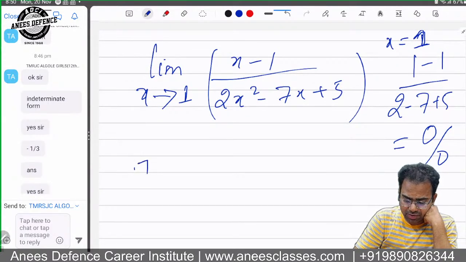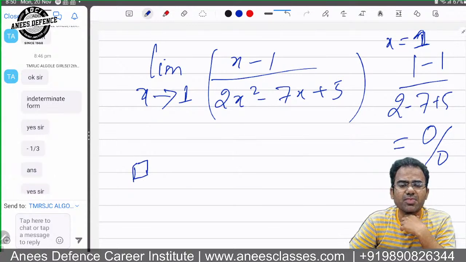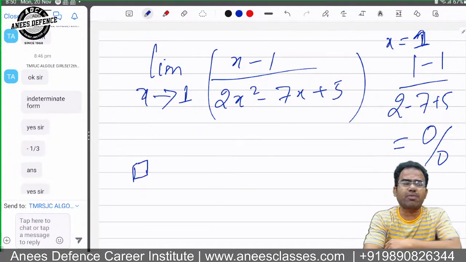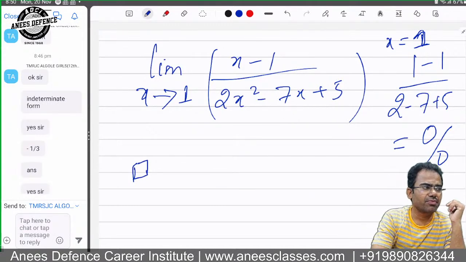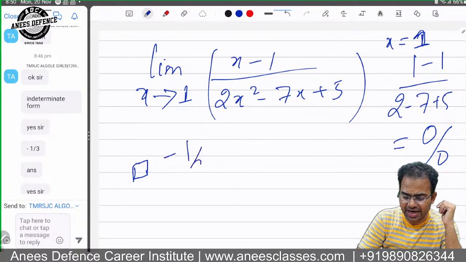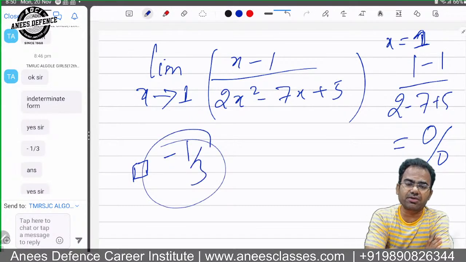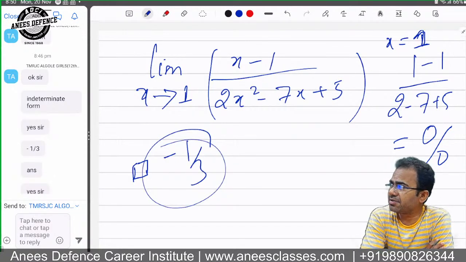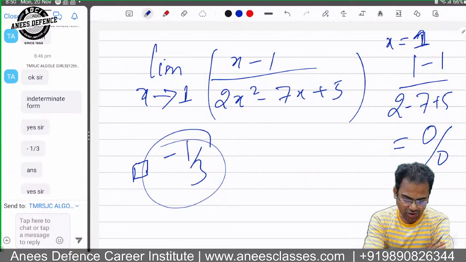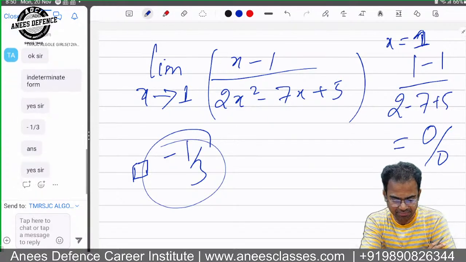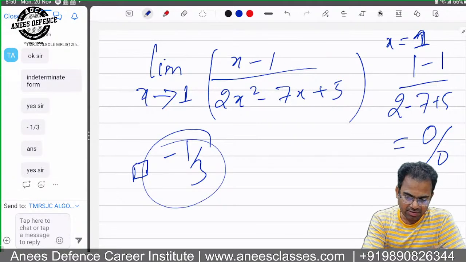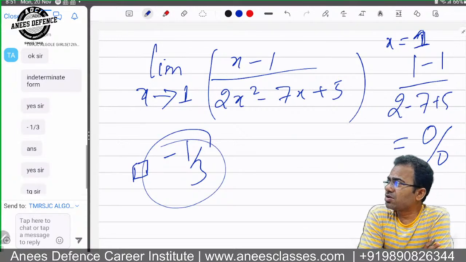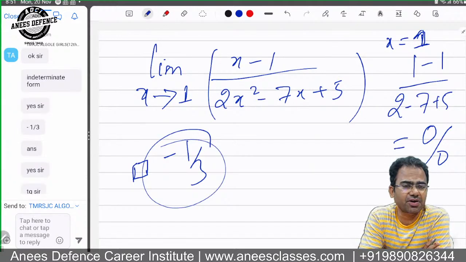You can use two methods. The one method is by formula or by factorization method. One student says 1 by 3 is the correct answer. Another student agrees with this answer. Okay. Right? So those who are giving the answer minus 1 by 3, this is correct. Okay. Minus 1 by 3 is the correct answer.